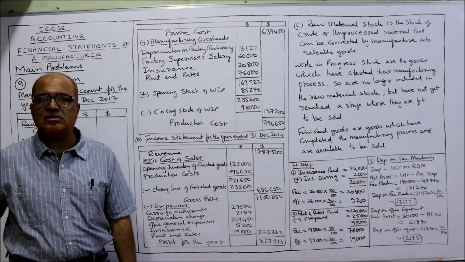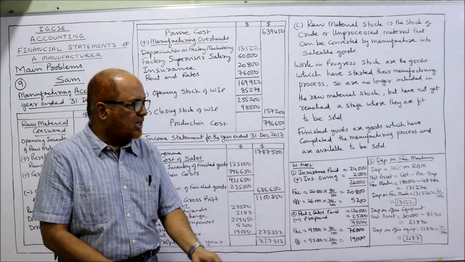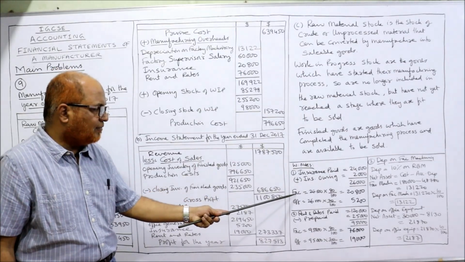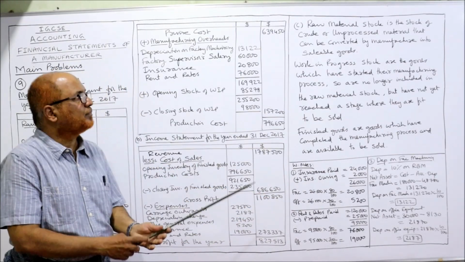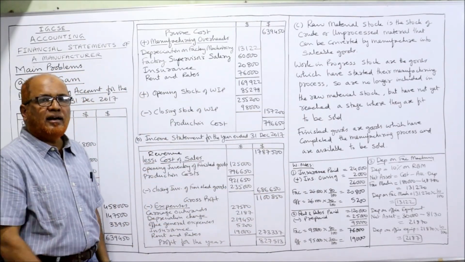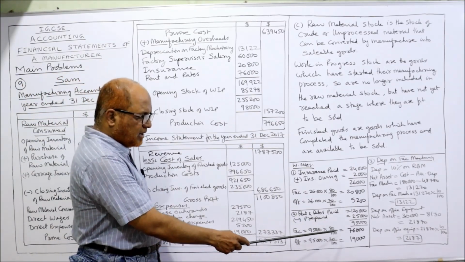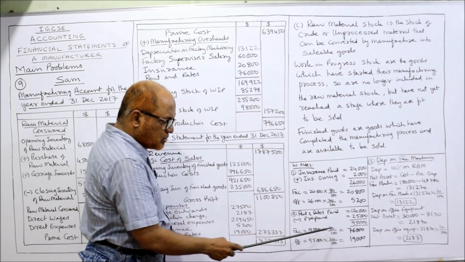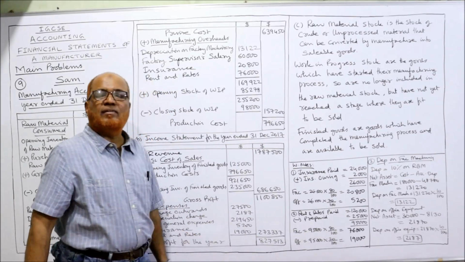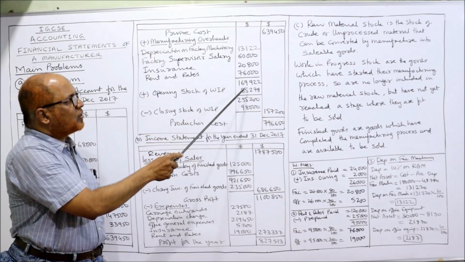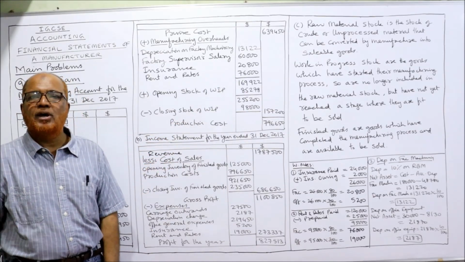Then insurance. For insurance in working note, I have explained how much should be taken in factory. Factory is 20,800. Rent and rates, again in working note I have explained, 76,000 goes to factory, here 76,000. Take the total of these four, 169,922.